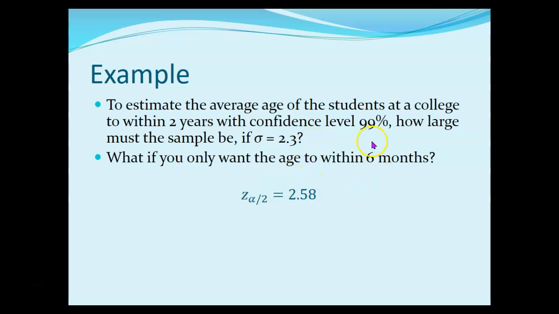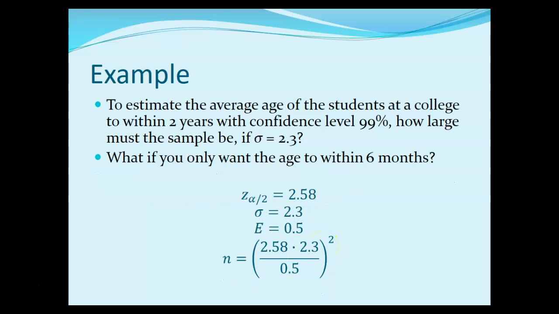So now z sub alpha over 2 is still 2.58, sigma is still 2.3, and what are we putting in for E? If you said 6, that's not going to be right, because if you put 6 into the formula, it's going to think you mean 6 years. So what's the age plus or minus 6 years? But we want it within 6 months, which is half a year. So the number we put in for E is 0.5, half a year, if the age is within years. So N equals (2.58 times 2.3 over 0.5) squared.